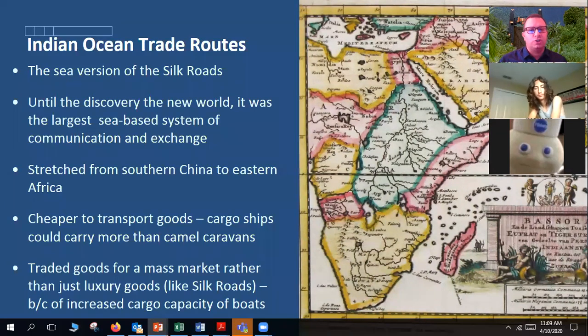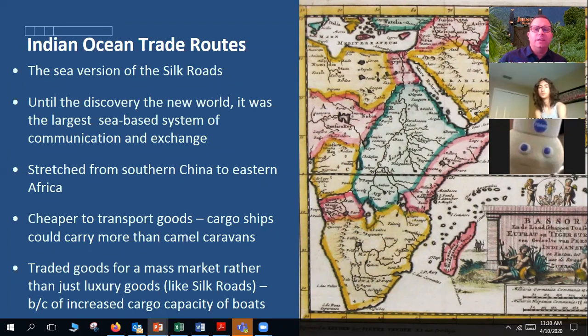We're spreading culture along with goods. We're also spreading disease, until the New World comes around. So until colonization, Indian Ocean trade was the largest of the aquatic-based trading networks. It's the largest water-based trading network until we get to global trade, until we get to the Columbian Exchange, until we get to all of that much, much later on.